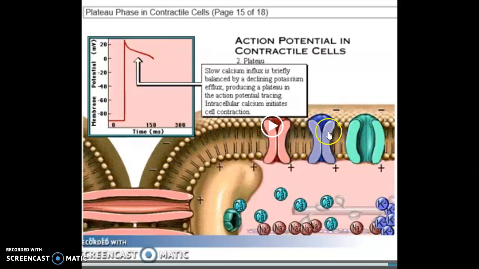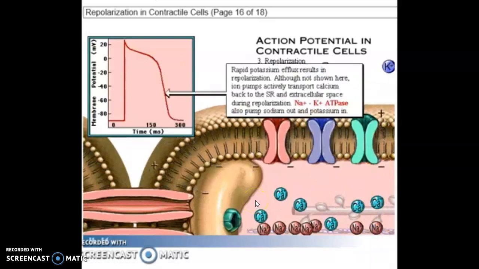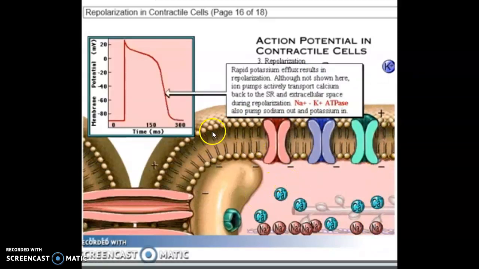They will start shutting, and our potassium channels were also triggered to start opening up once we reverse membrane potential. So once these start opening up and these shut, then once these are fully opened up, then potassium will leave and we will go back through our repolarization. Let's look at that. To begin repolarization, the rapid potassium efflux results in repolarization, bringing the membrane potential back down to the resting membrane potential that we see right there.